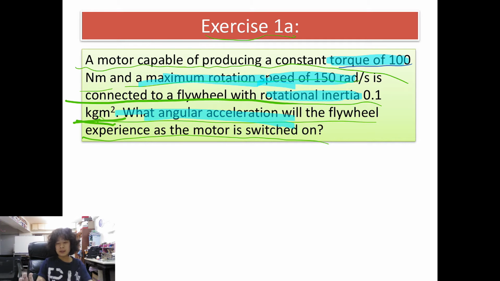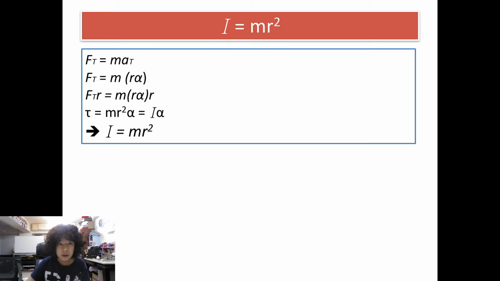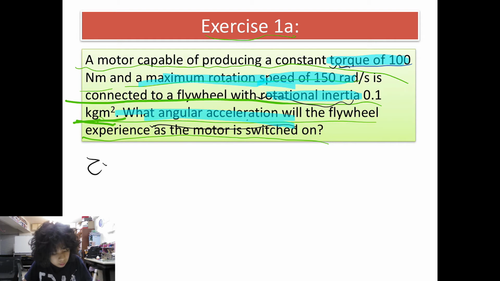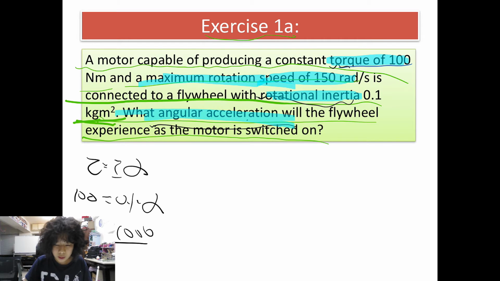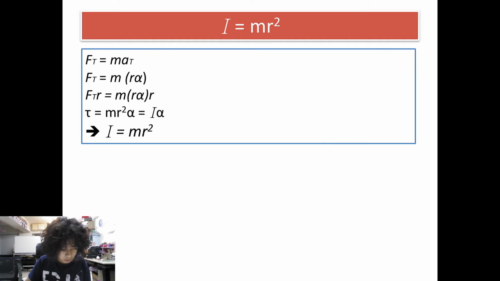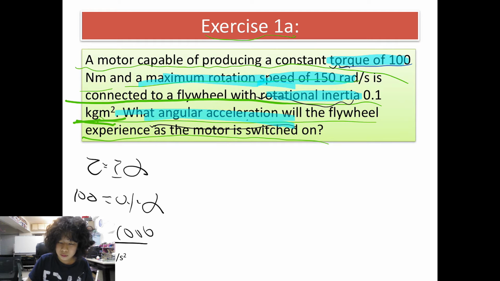So how to solve this question? Simple. Remember, we have torque and rotational inertia, and we're looking for alpha. The formula is tau equals I alpha. Tau is 100, so 100 equals 0.1 times alpha. So alpha equals 1000. Let's check the answer. Yes, 1000.